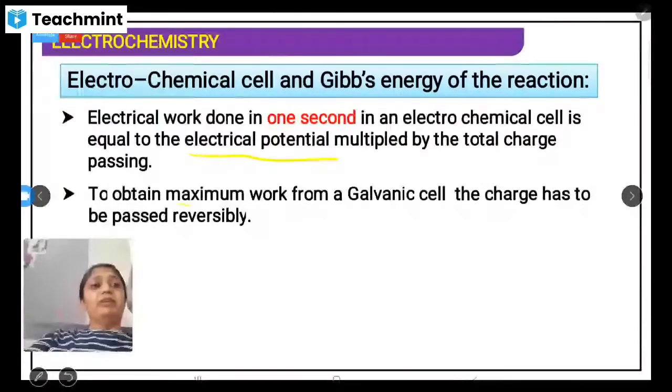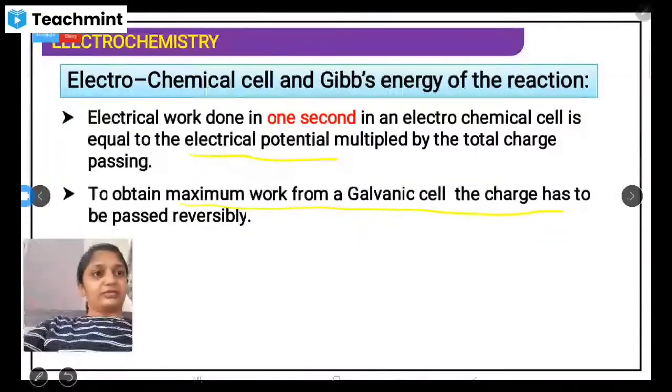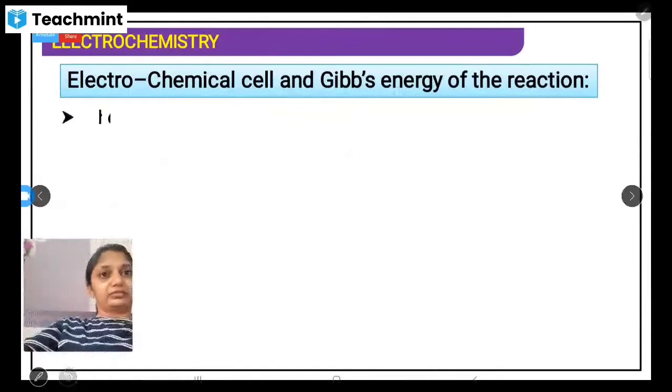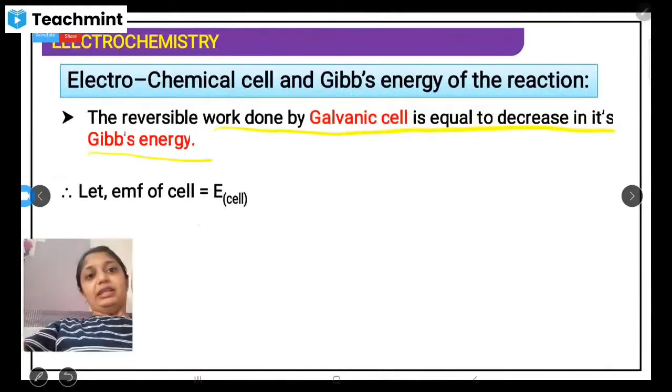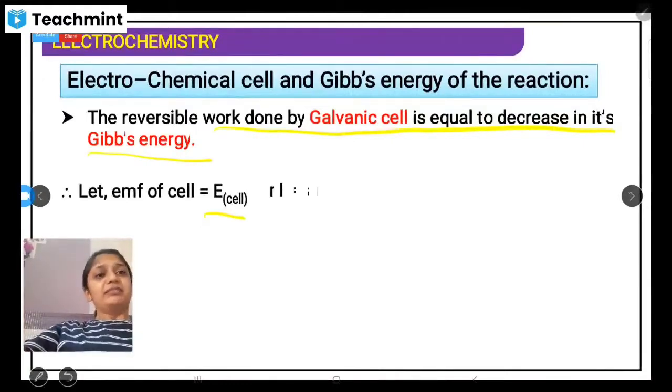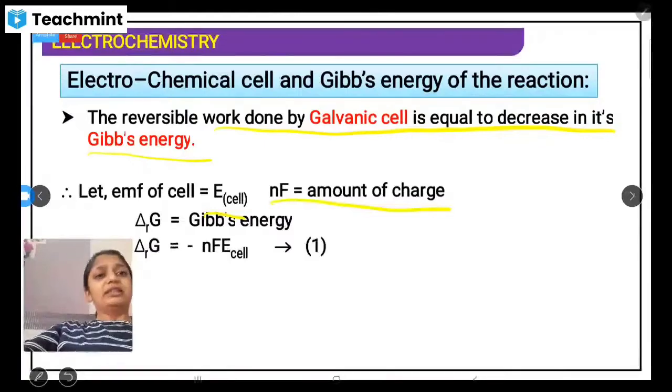Electrical work done in 1 second in an electrochemical cell is equal to electrical potential multiplied by the total charge passing. To obtain maximum work from a galvanic cell, the charge has to be passed reversibly. The reversible work done by a galvanic cell is equal to the increase in its Gibbs free energy. EMF of the cell is represented by E cell. nF is the amount of charge. So finally we have the formula of delta G that we have learned, students.